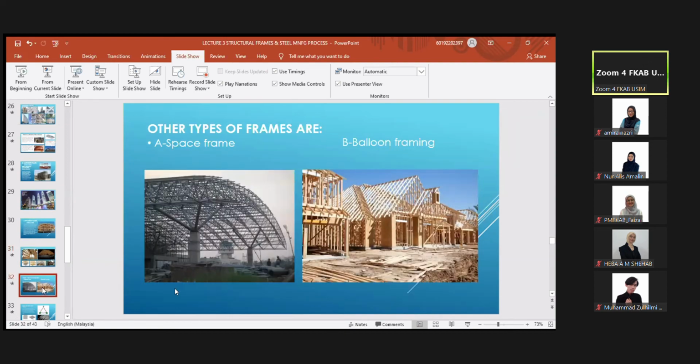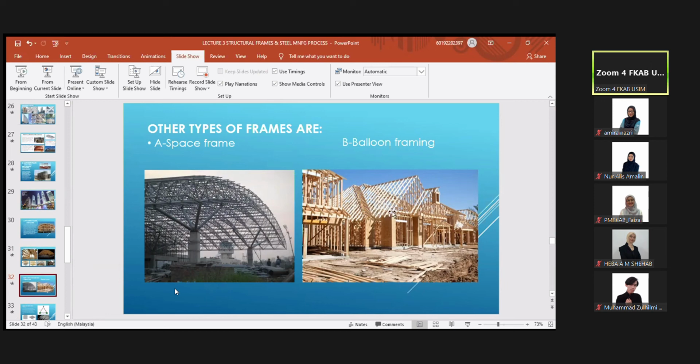Okay, other types of frame structure. Okay, space frame. Space frame is considered a long span. It can span very long without columns in between. This is one example of a space frame structure.